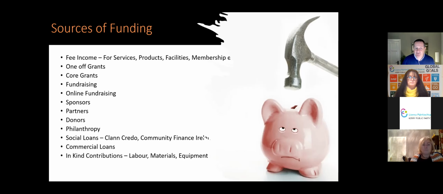One of the key things with social loans as opposed to commercial loans is they won't look for guarantees from directors, which is really important. If you're a director of a company limited by guarantee, and you're asked to be a guarantor on a loan, that's not a good place to be, because now they're going to come to you if the loan's not paid off. Clann Credo or Community Finance Ireland won't look for that. They won't look for guarantees on the loans.